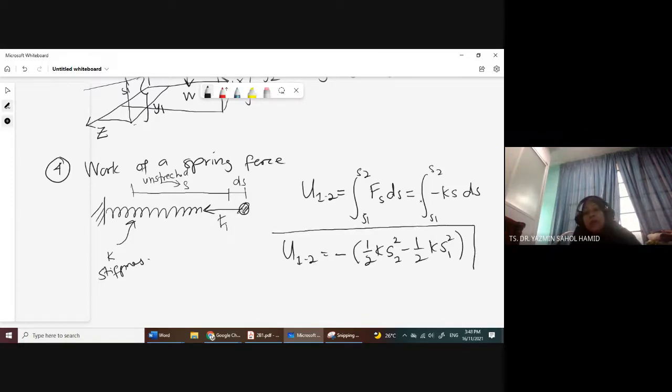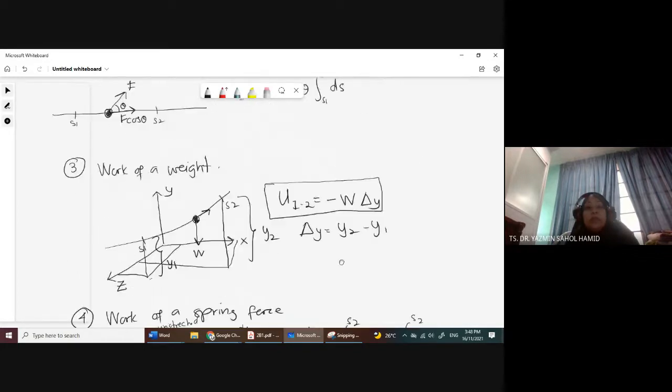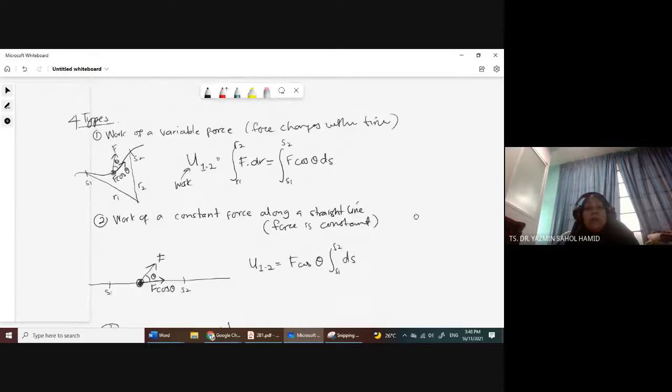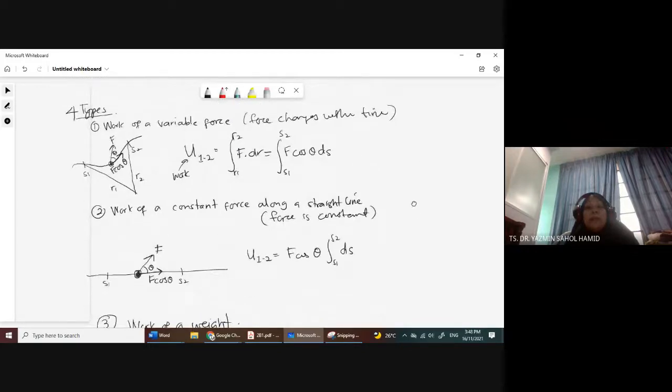Now, these are all the types of work or force that can happen. Are you okay, guys? Do you understand there are 4 types? Does anybody have any question before I go to the types of application?